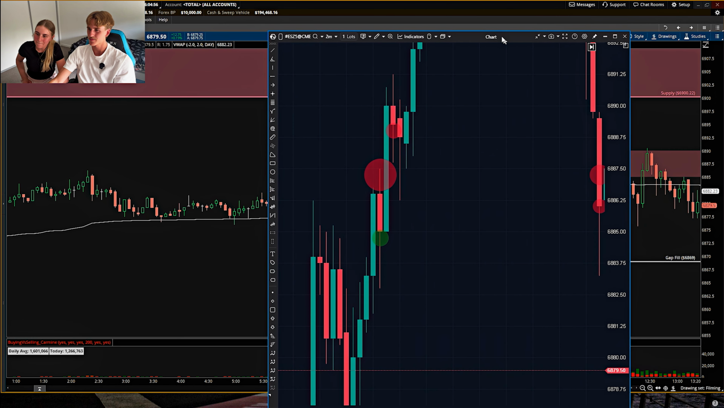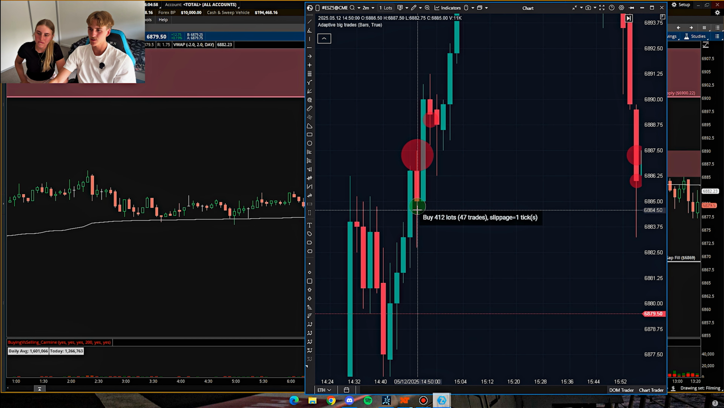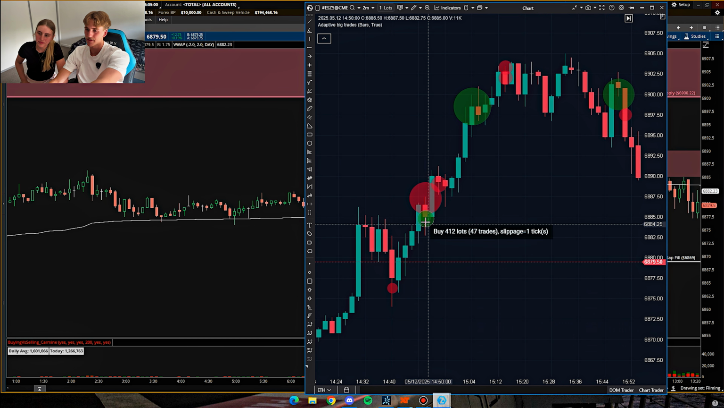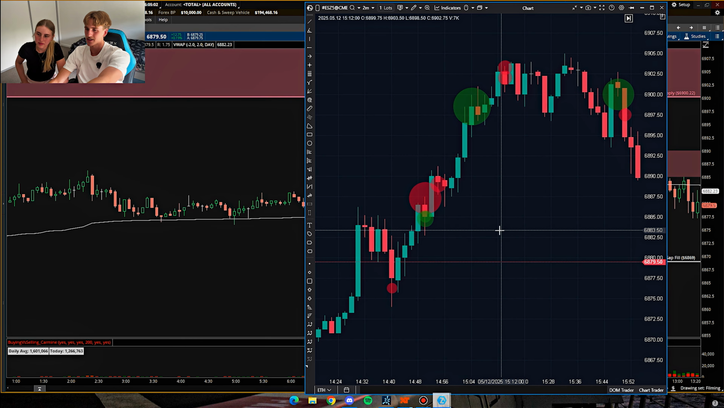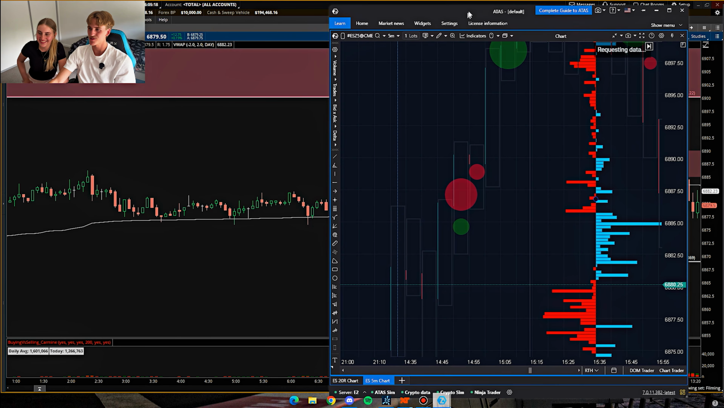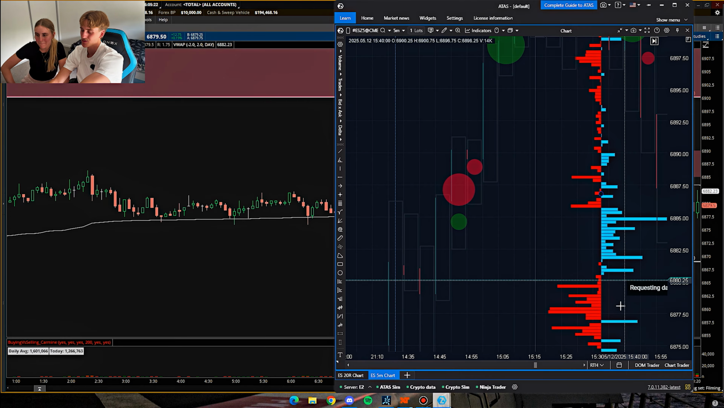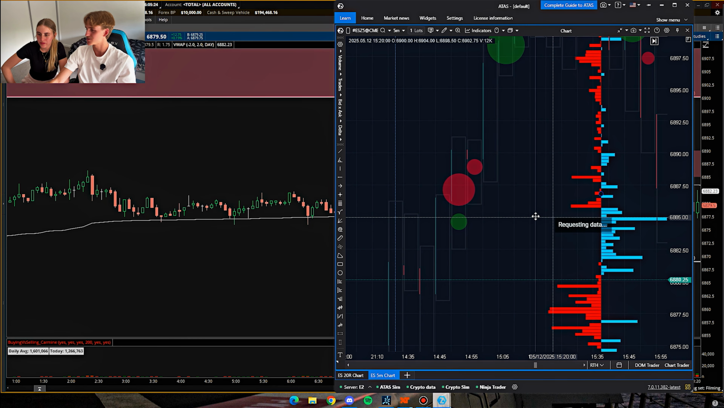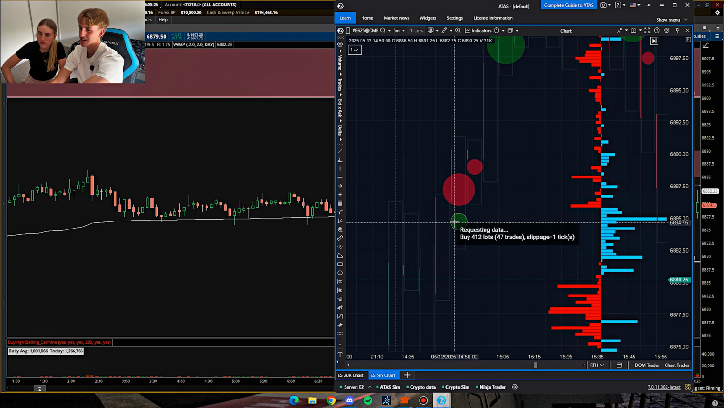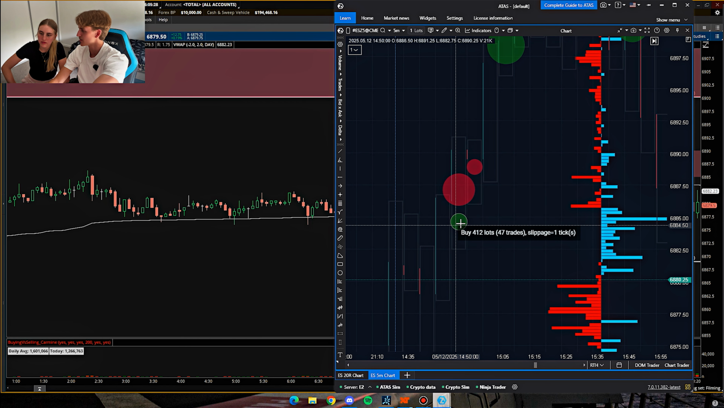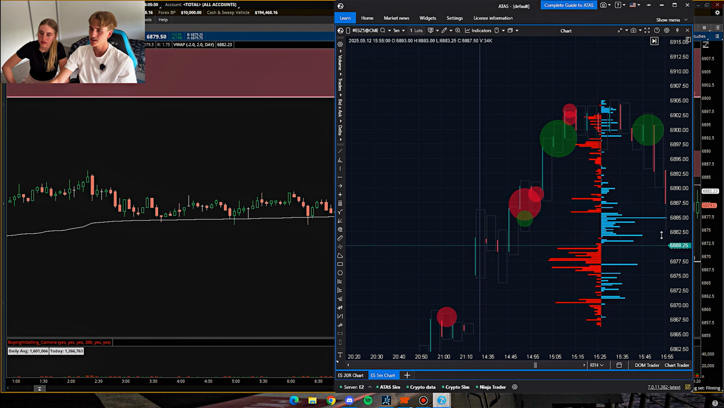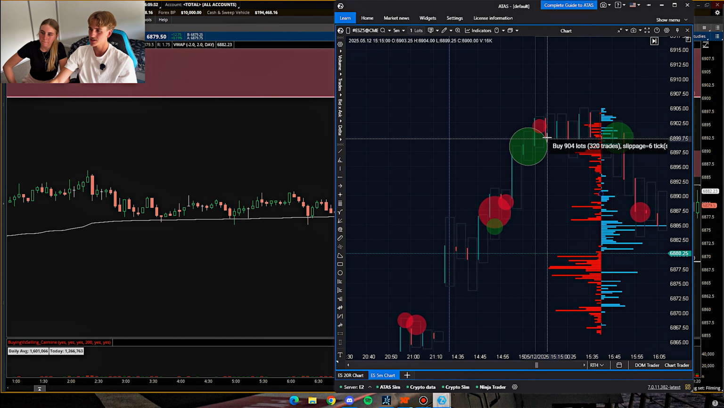If I pull this over, on this rally, there was a 400 lot buyer that inflated price all the way up into that supply zone. What this looks like on a delta profile is a big blue bar, significantly bigger than all the other bars. It just means a very large positive delta here. You can also see it by that green bubble, which means aggressive buying, which pushed it all the way up to the 6900s.